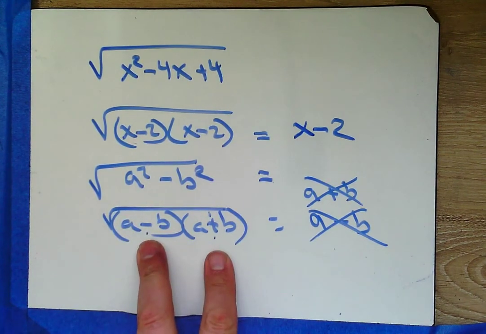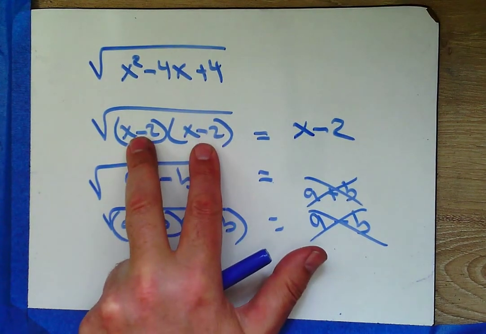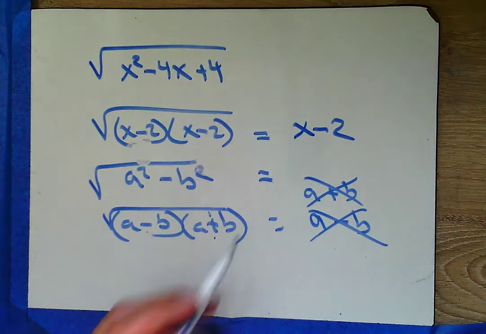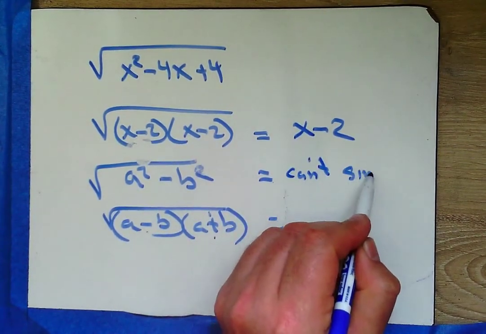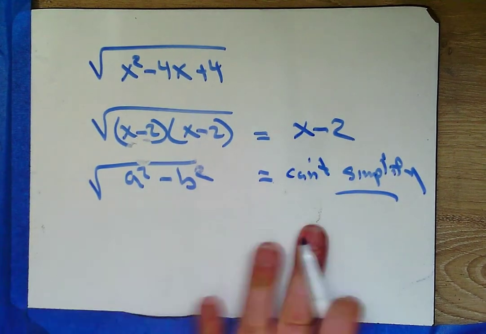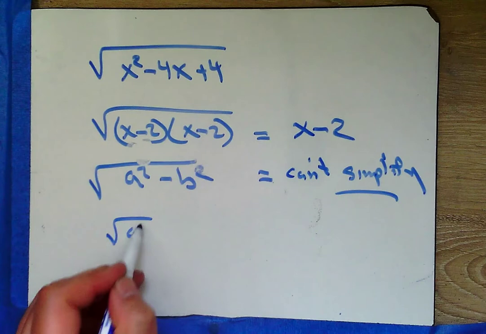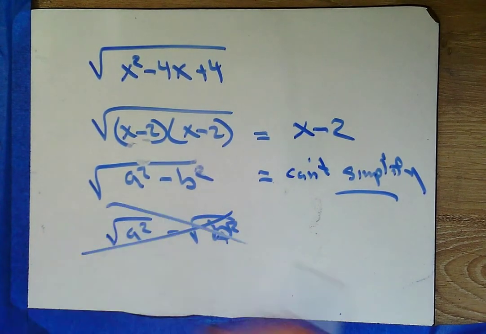Are these the same? No. Do I have two of the same thing like I had here? No. So the answer is I can't simplify. Again, this isn't going to be the square root of a squared minus the square root of b squared. It's not going to be that.